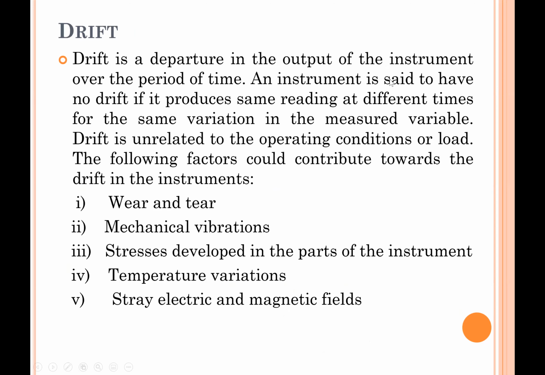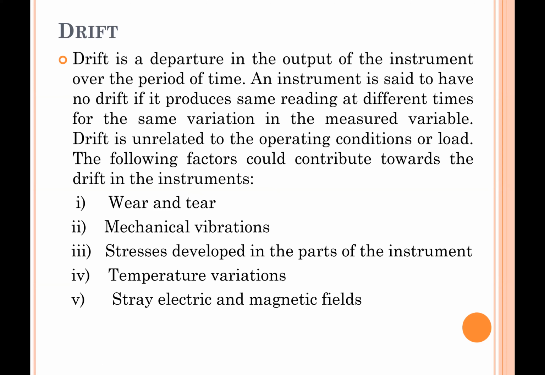Drift is a departure in the output of the instrument over a period of time. An instrument is said to have no drift if it produces same reading at different times for the same variation in the measured variable. Okay, so drift actually means over the period of time when you are using the instrument for some period of time, धीरे धीरे करके उसका जो पूरा ग्राफ है, जो मेजरिंग ग्राफ है, वो शिफ्ट हो जाता है. ओके, that means हो सकता है उसके अंदर कोई जीरो एरर आ जाए. जो रीडिंग पहले 0 से स्टार्ट हो रही थी, अब वो रीडिंग 0.5 से स्टार्ट हो रही है या 1 से स्टार्ट हो रही है.